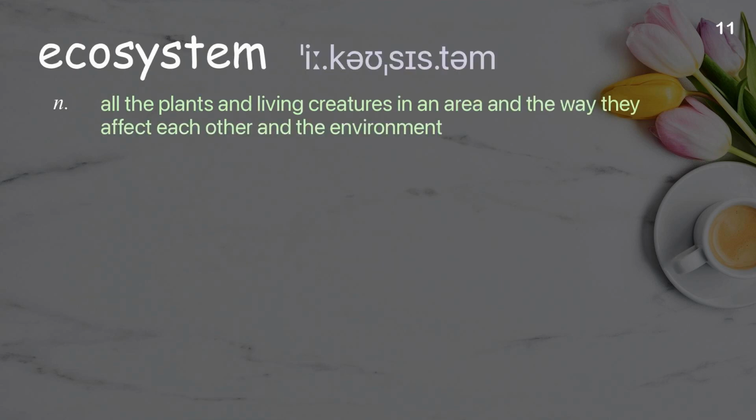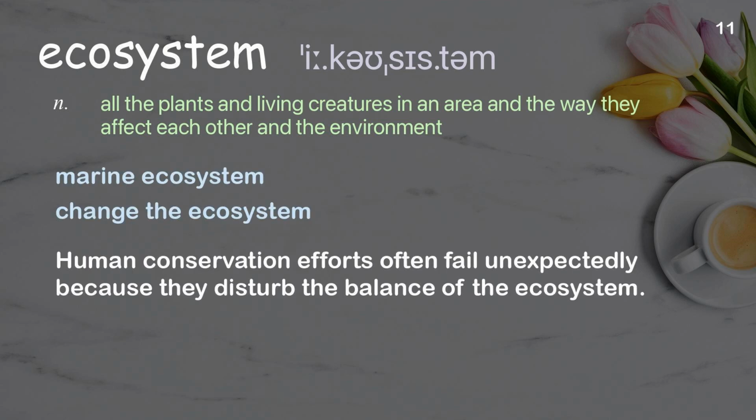Ecosystem: All the plants and living creatures in an area and the way they affect each other and the environment. Examples: Marine ecosystem. Change the ecosystem. Human conservation efforts often fail unexpectedly because they disturb the balance of the ecosystem.